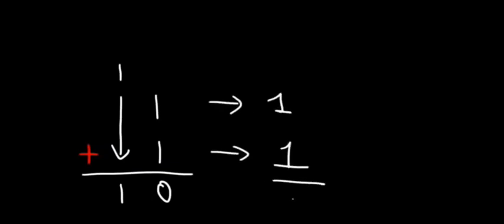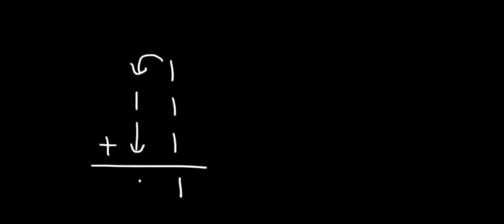Now 1 plus 1 is equal to 2, and 2 in binary makes 10. That is, put down 0, carry 1, bring down the 1. And in decimal form, 1 plus 1 is 2. So 10 is equivalent to 2 in decimal or base 10.